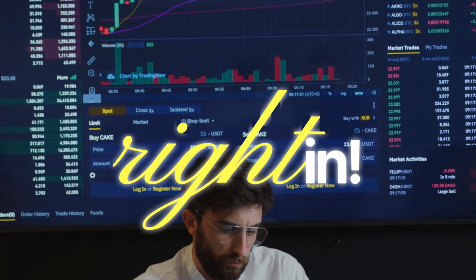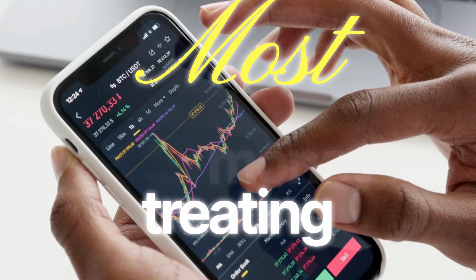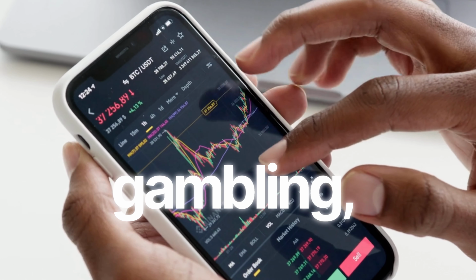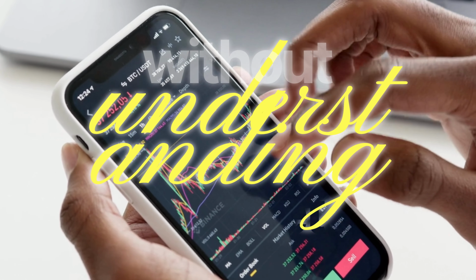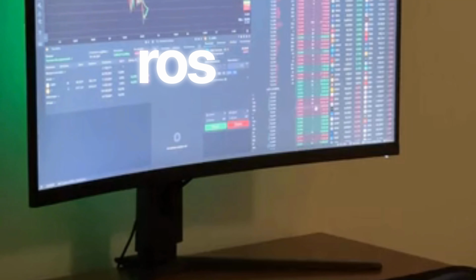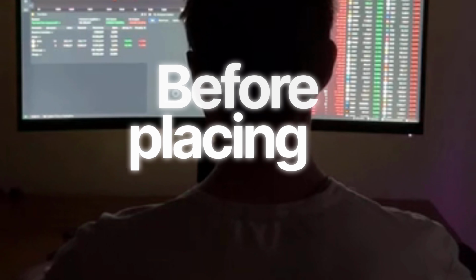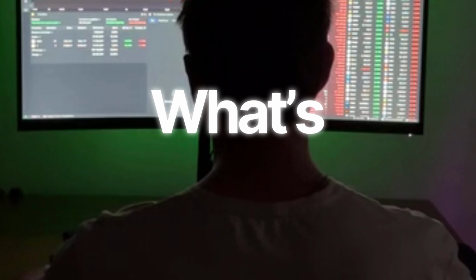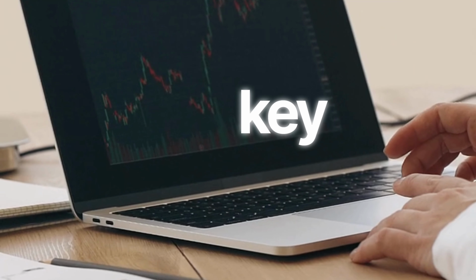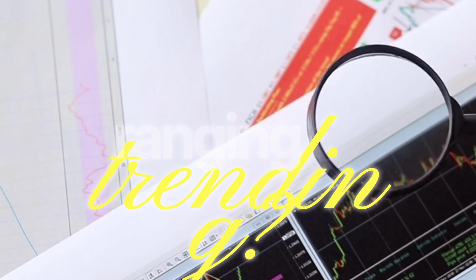Let's jump right in. Most beginners lose money treating binary options like gambling, guessing direction without understanding market structure. Pros do it differently. They trade with context. Before placing a trade, ask yourself, what's the trend? Where are the key support and resistance zones? Is the market ranging or trending?